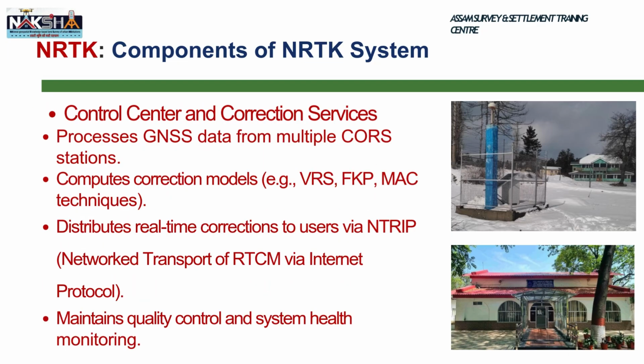The next key component of the NRTK system is the control center, which plays a critical role in ensuring accurate real-time positioning. The control center receives GNSS data from multiple CORS stations and processes it to compute correction models using techniques such as VRS, FKP, and MAC. These corrections are then distributed in real time to users via NTRIP.